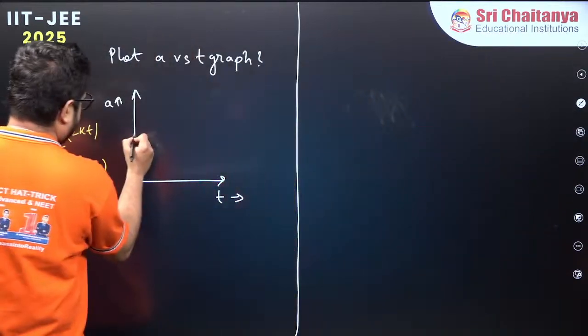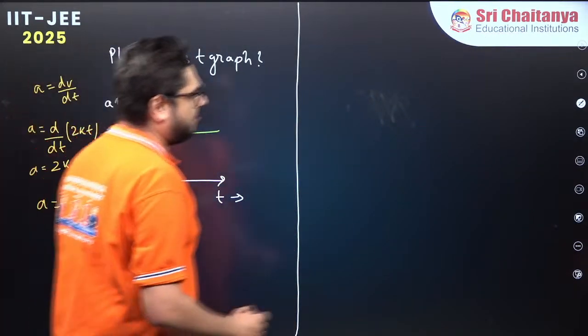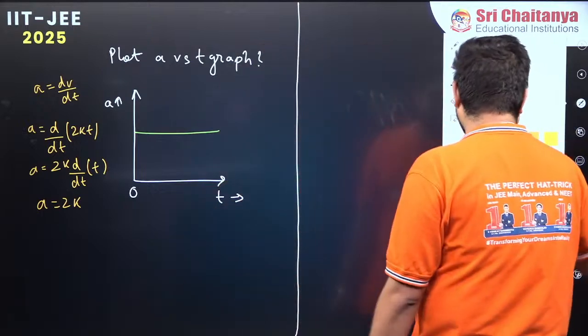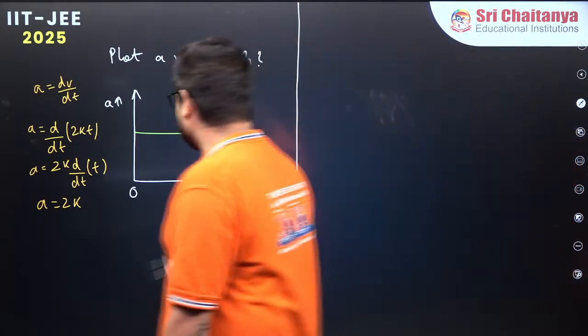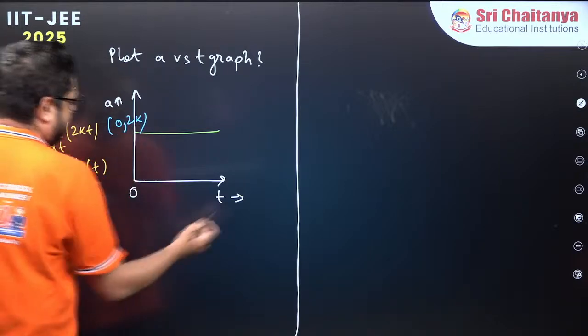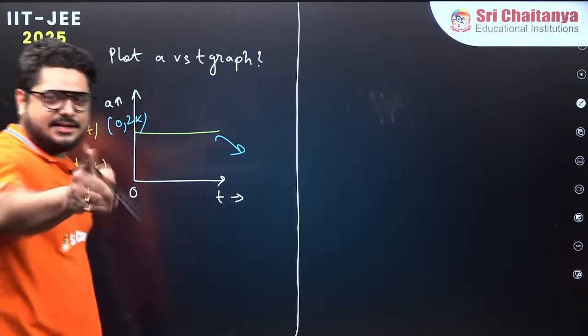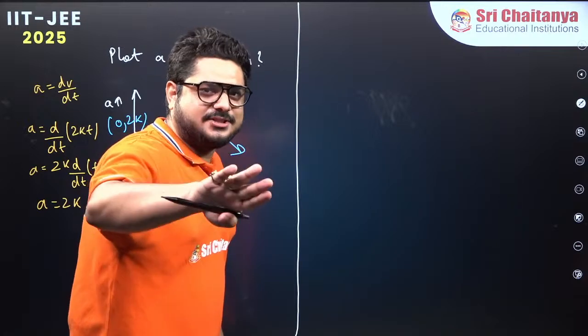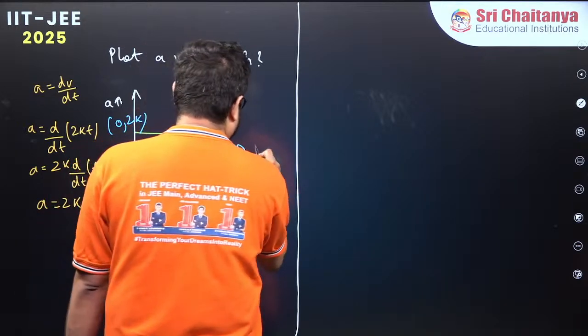How will we plot it in the a-t graph? This is how we can plot it. And don't forget to mark the coordinates. It's going to be 0, 2k. So this brings you the concept of uniform acceleration, isn't it? Constant acceleration.